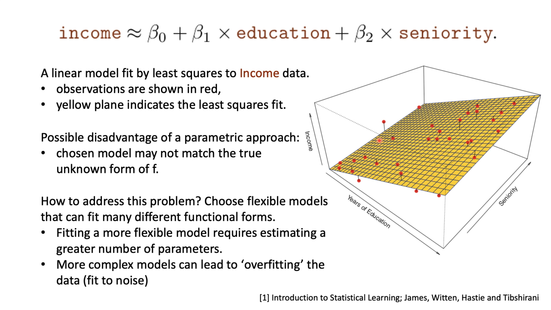Okay, this is fairly easily interpretable. We have different parameters, beta1 and beta2, that correspond to education and seniority, helping us to see how these descriptors map to the y value, or the output, in this case the income.